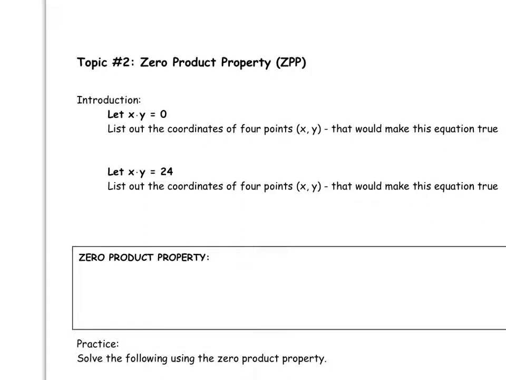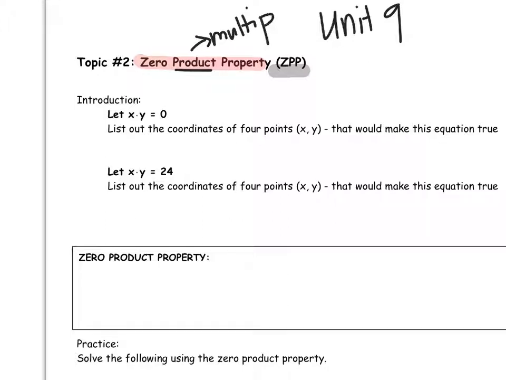Hey, this is Unit 9, and we're on topic number 2. Topic number 2 is called the zero product property, and very often we abbreviate that ZPP, zero product property. Zero product property has to do with this word product, which in math means the answer to a multiplication problem.